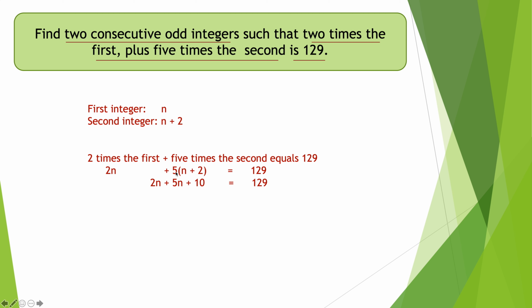5 times n is 5n. 5 times 2 is 10. Equals 129. 2n and 5n are 7n plus 10 is equal to 129. Subtracting 10 from both sides. 7n is 119. Dividing by 7. n is equal to 17. So the first integer is 17 and the second integer is 19.